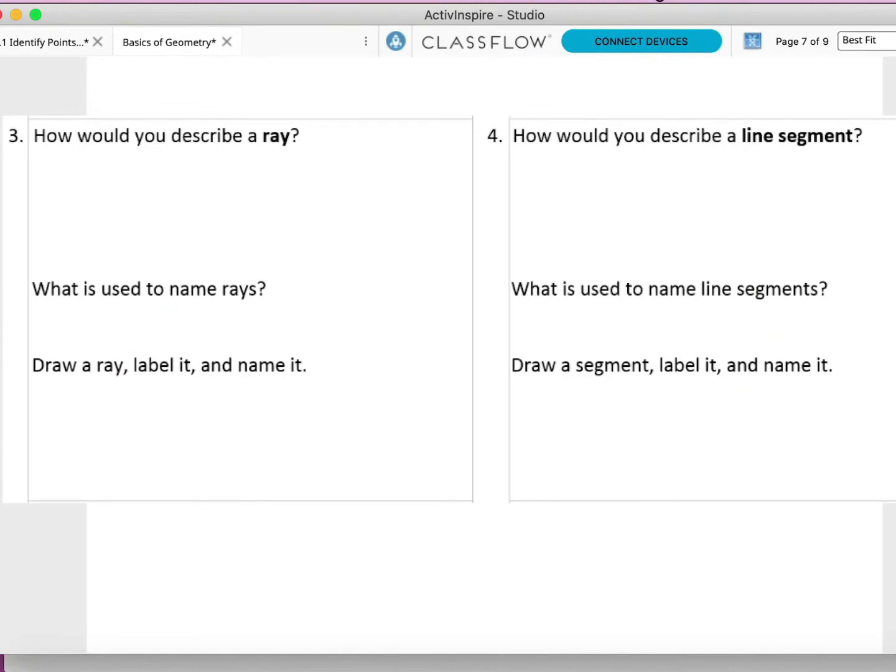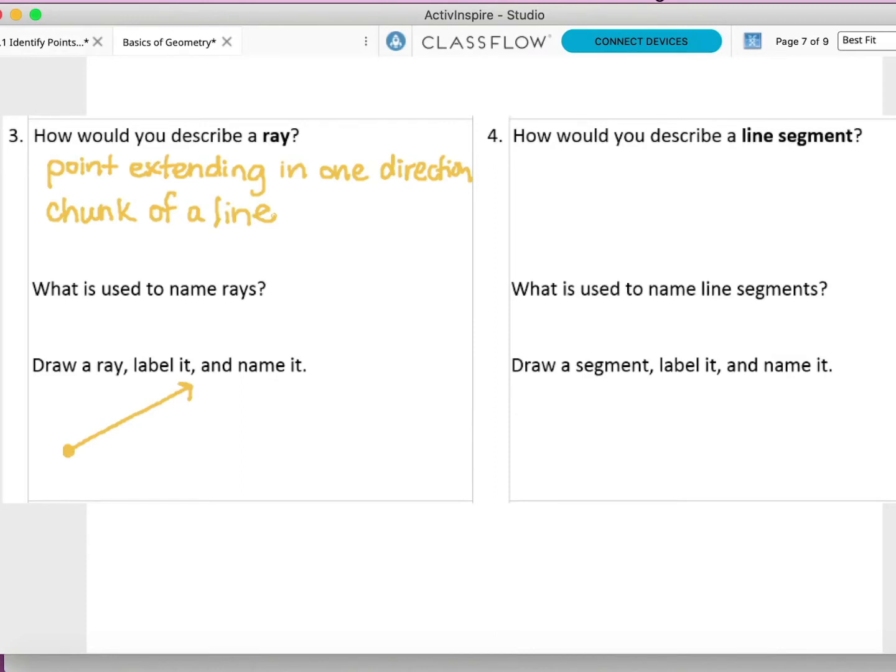I know you've seen rays before. A ray kind of looks like this. It has a point on one end and then it extends infinitely in one direction. So it's a point extending in one direction. It's like sort of one chunk of a line, right? A chunk of a line. Very precise here.